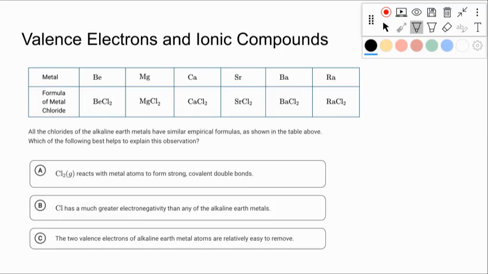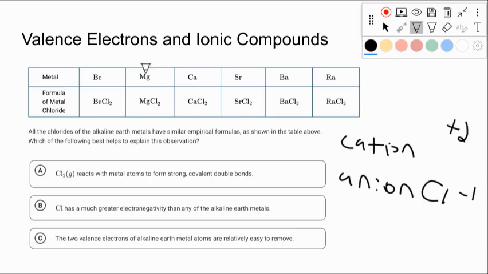Last question. All the chlorides of the alkaline earth metals have similar empirical formulas, and we've talked about empirical formulas in a previous lesson, as shown in the table above. Which of the following best helps explain this observation? So in this, all of these are formed between a metal and chlorine, a nonmetal. So in these, you have a cation and an anion. All of them are chlorine, so chlorine is a negative 1 because it's in group 17. And all of them are group 2 metals, so they're all a positive 2.